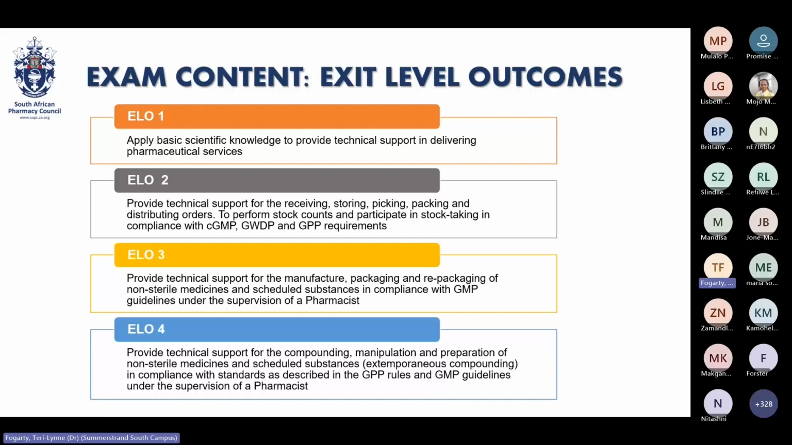So I mentioned there were 4 exit level outcomes. These are the exit level outcomes. The first one is applied basic scientific knowledge to provide technical support in delivering pharmaceutical services. And that actually forms the bulk of the exam paper. Then the second exit level outcome is to provide technical support for receiving, storing, picking, packing, and distributing stock, to perform stock counts and participate in stock taking in compliance with all the various standards, GMP, GWDP, and GPP.